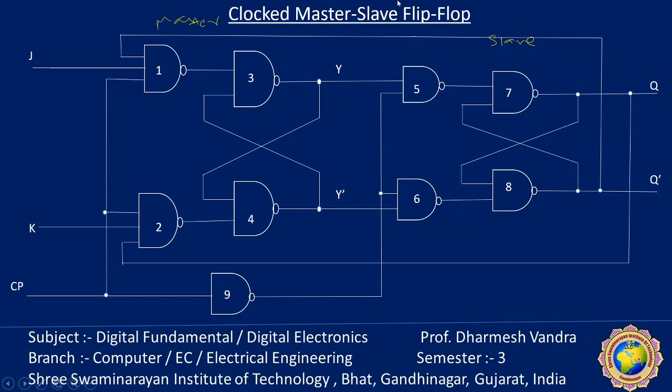Now here it consists of two flip flops. Gate numbers 1, 2, 3, 4 are called the master flip flop, while gate numbers 5, 6, 7, 8 are called the slave flip flop. The information present at J and K is transmitted to the master first on the positive edge. The clock pulse is directly connected, so on the positive edge, the master works.